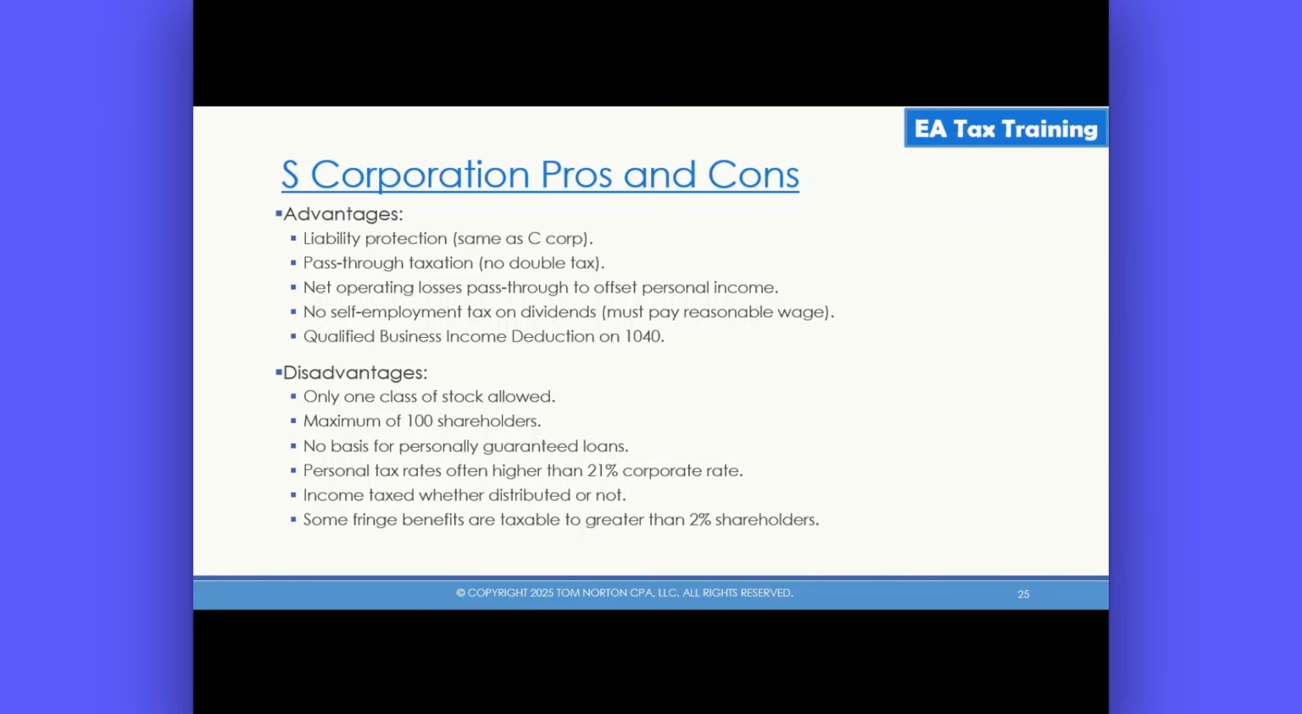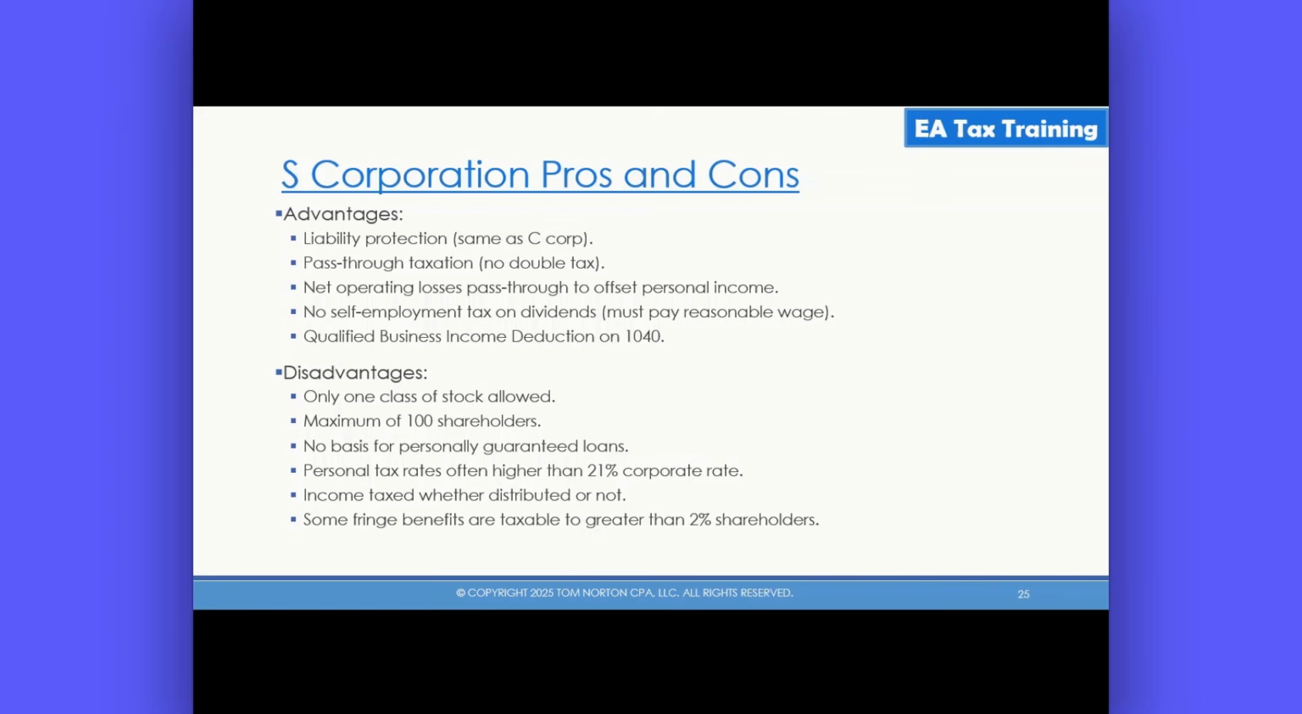The disadvantage is only one class of stock is allowed. So remember, with the C Corp, you can have many different classes of stock. With an S Corp, you can only have one class of stock, and there is a maximum of 100 shareholders. With a C Corp, you can have an unlimited number of shareholders. With an S Corp, the maximum is 100.